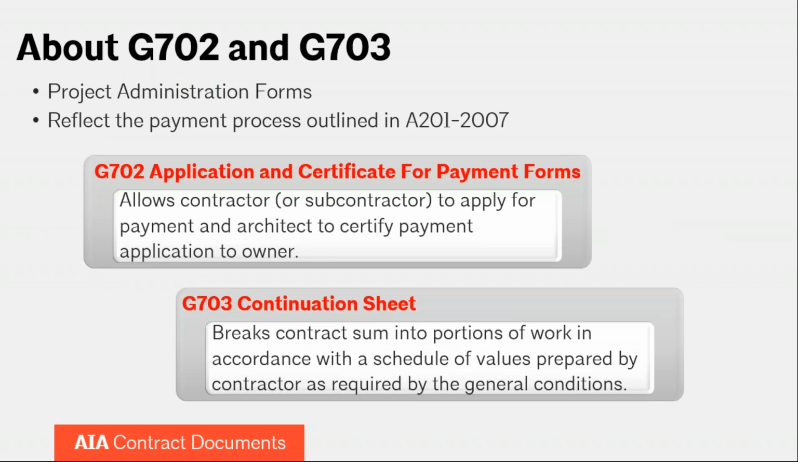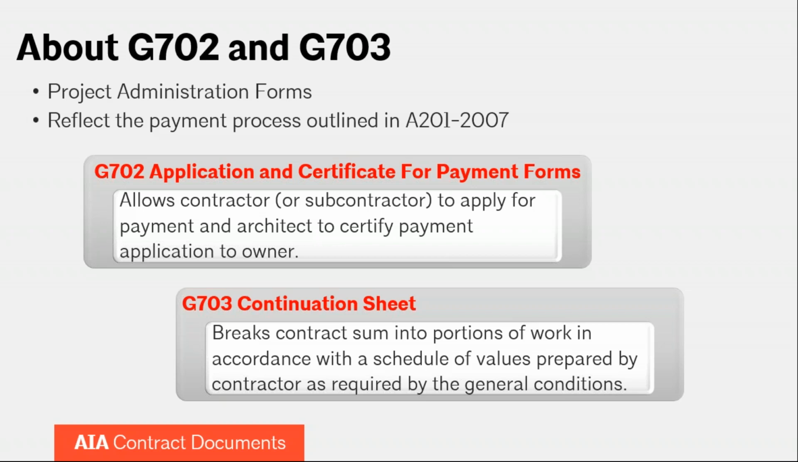So the G702 and the G703 are part of our project administration forms, and in short, they reflect the payment process, not outlined in the A201 2007, but the one outlined in 2017, which quite honestly didn't change much from 2007 to 2017. So the G702 is the actual application. It serves 2 purposes. It's an application that the contractor sends to the architect and the owner, and it has a spot for the architect to certify what is due and owing to the contractor. So it's an application and certificate for payment.